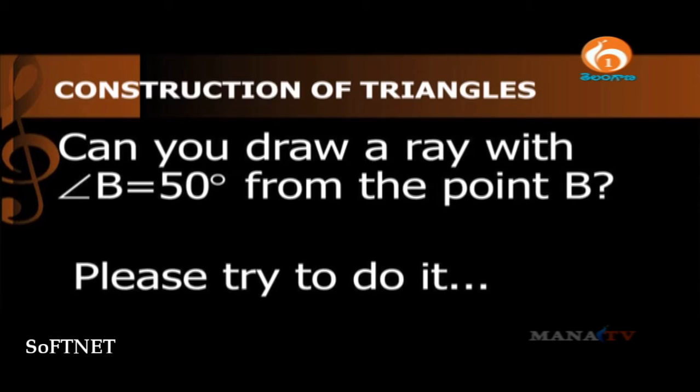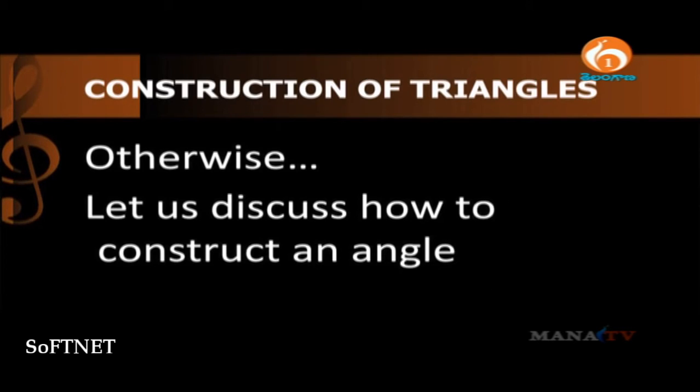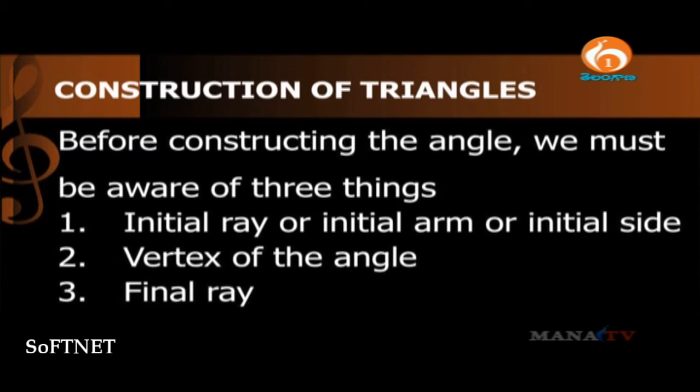Can you draw a ray with angle B equal to 50 degrees from the point B? Please try to do that. Are you trying? I think you need a protractor from your geometrical box to draw this. If you don't know, let us discuss how to construct an angle. Before constructing the angle, we must be aware of three things. They are initial ray or initial arm or initial side, and the second point is vertex of the angle, and the third point is final ray. What is the meaning of these three terms?